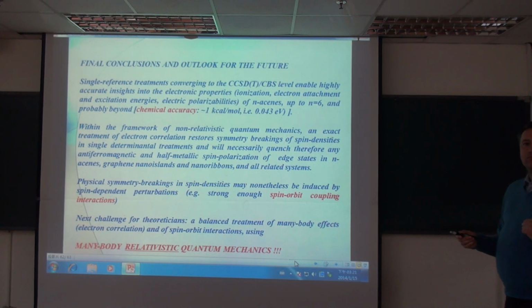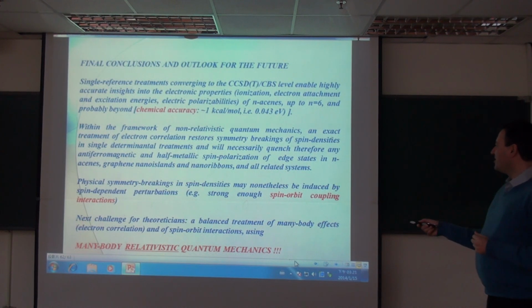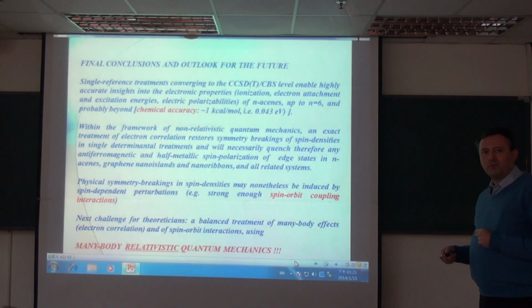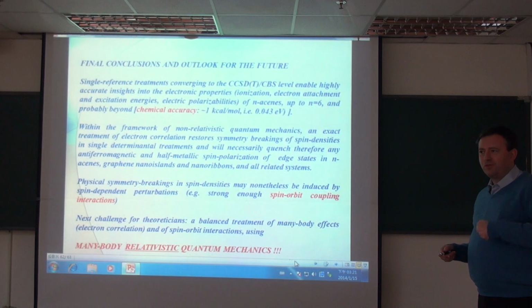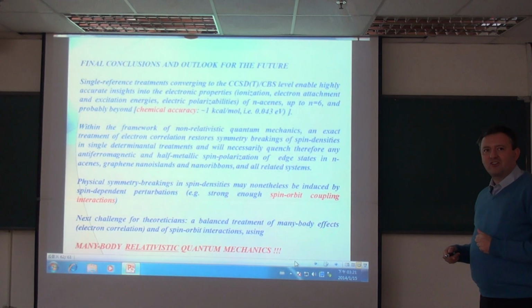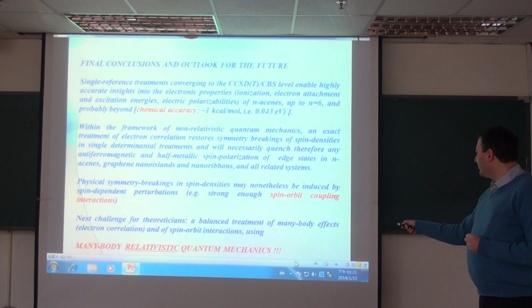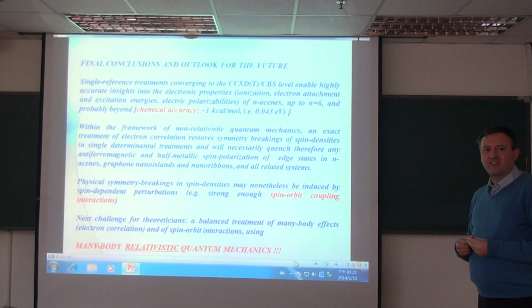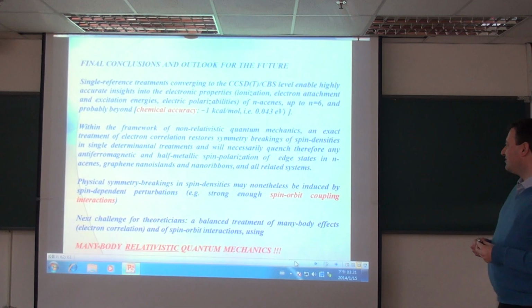Well, we have to keep the door open, nevertheless, because physical symmetry breaking in spin densities may still be induced by spin-dependent perturbations, think about spin-orbit coupling interactions. Well, these are very small quantities, however, of the order of a few micro-electron volt. Thus, it is still not clear whether, if we go to the limit of an infinitely large zigzag graphene nanoribbon, these spin-orbit coupling interactions will be strong enough to induce some physically acceptable symmetry breaking in spin densities.